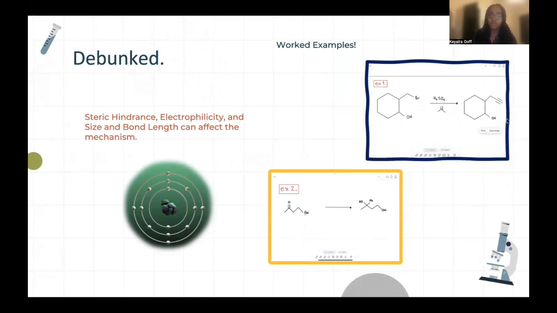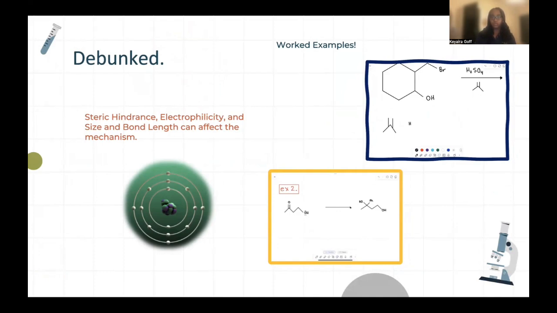So in the first example, we are going to protect our alcohol. The first thing that we want to do is isolate our isobutylene. Then we're going to protonate the double bond to create a Markovnikov carbocation. By doing this, we are going to use an acid. By doing this, we have now installed a tertiary carbocation.